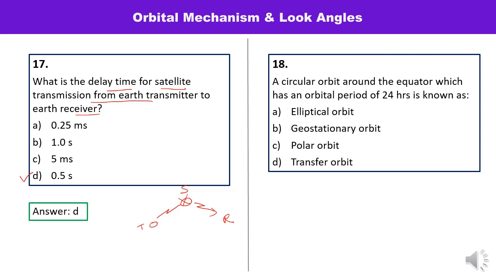Question number 18 is, a circular orbit around the equator which has an orbital period of 24 hours is known as simply geostationary orbit. Geostationary orbit has an orbital period of 24 hours. So option B is the correct one.